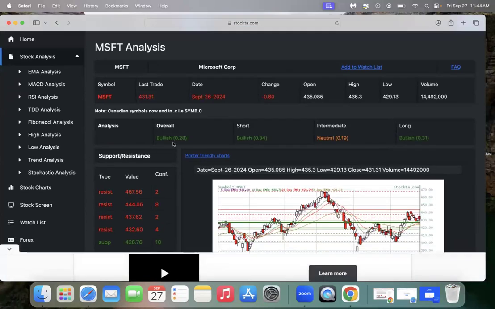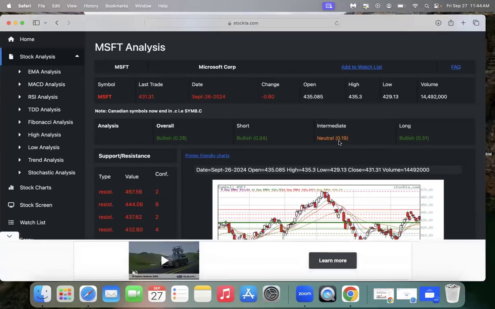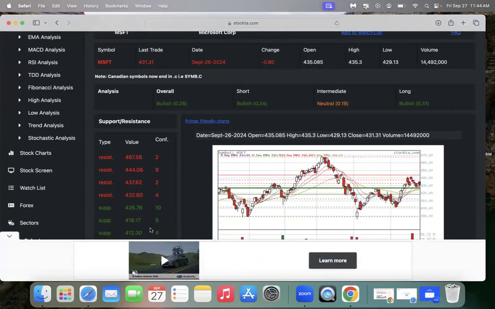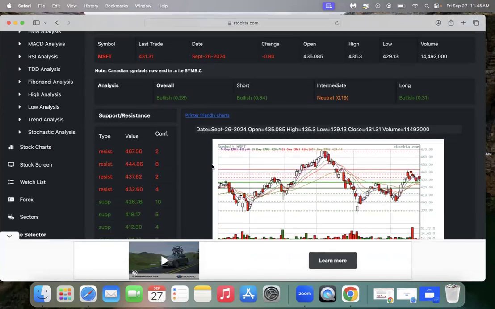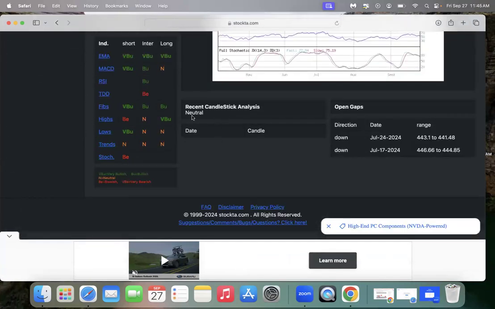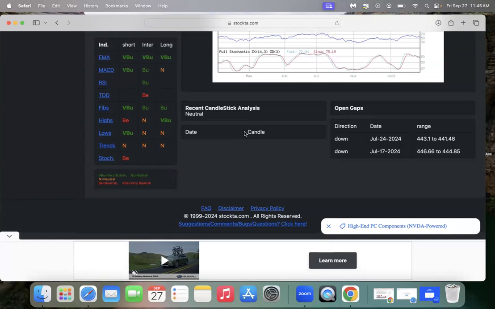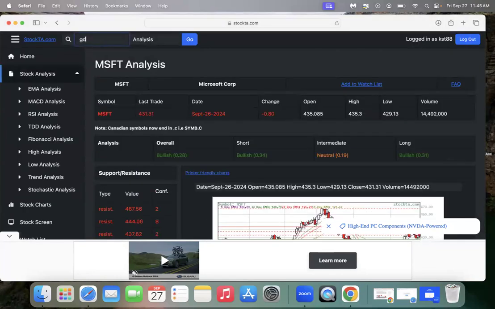Microsoft: bullish overall, bullish short term, neutral. You have support at 426.76 of 10, resistance at 432.60 of 4, and you have no recent candle changes, and you have 2 gaps back in July.